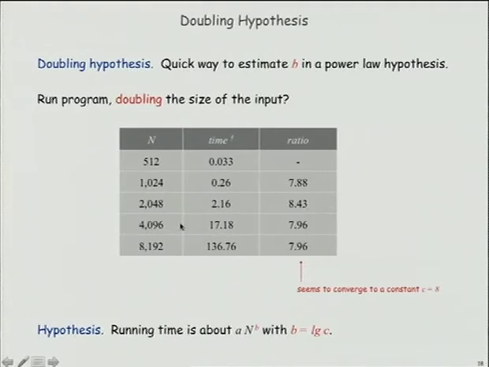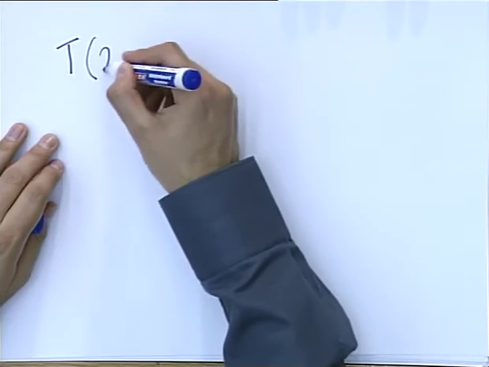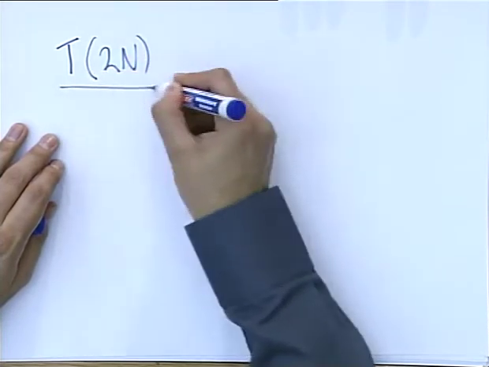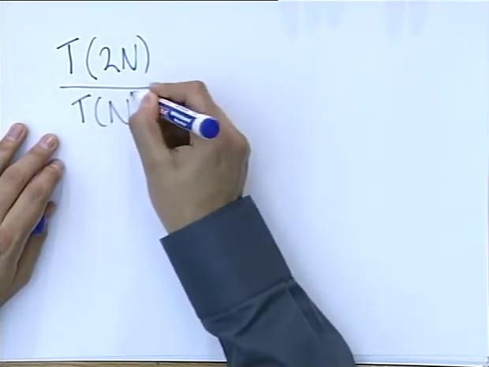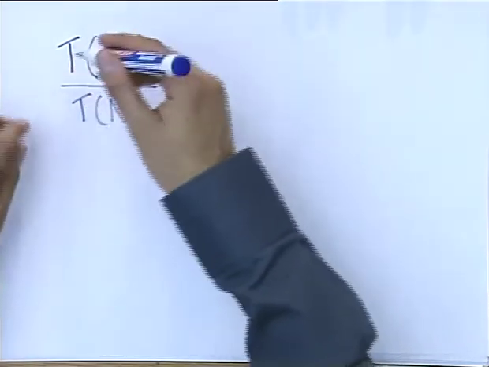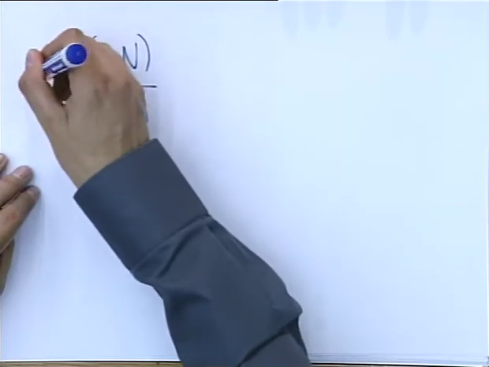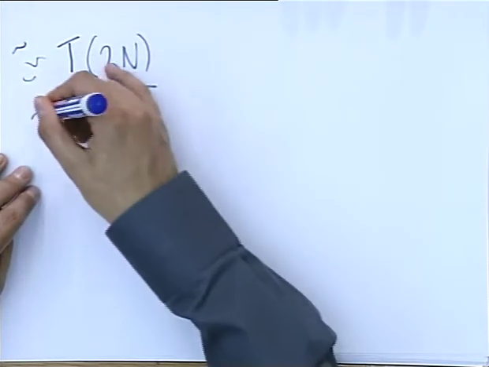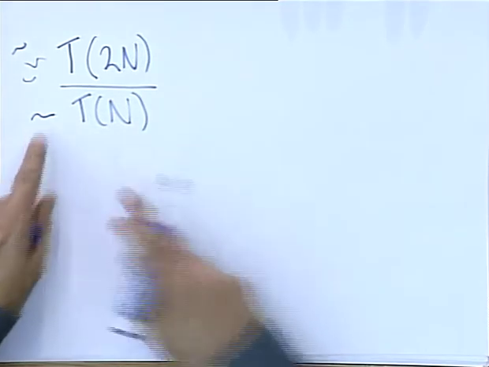So let's do this in maths. I have T(2n) over T(n). I run it for size n and for size 2n, and I calculate the ratio. Remember, I can calculate this: I have the number of seconds there, I have the number of seconds, I divide these and I get this ratio.